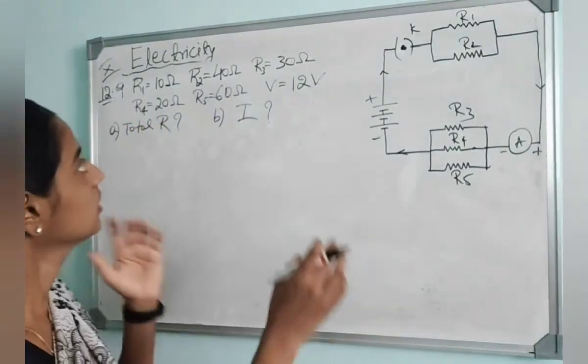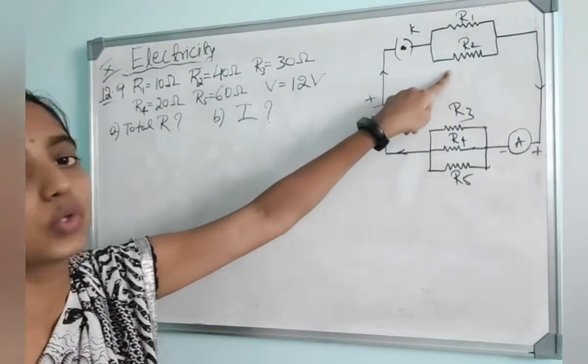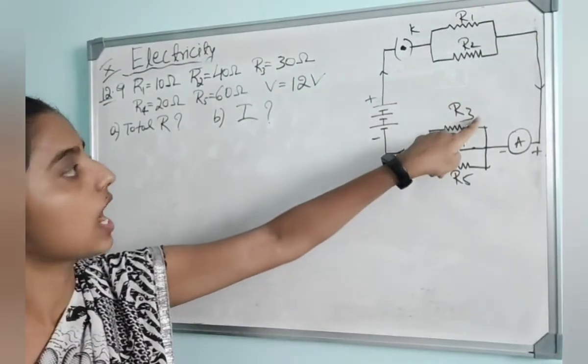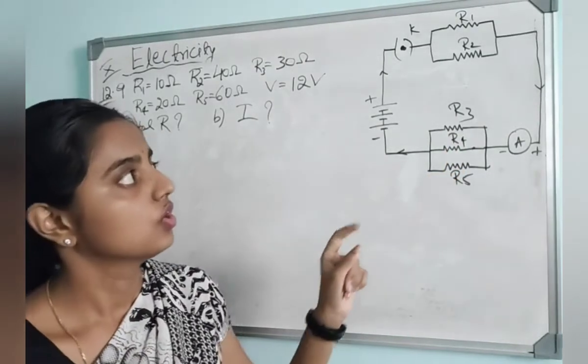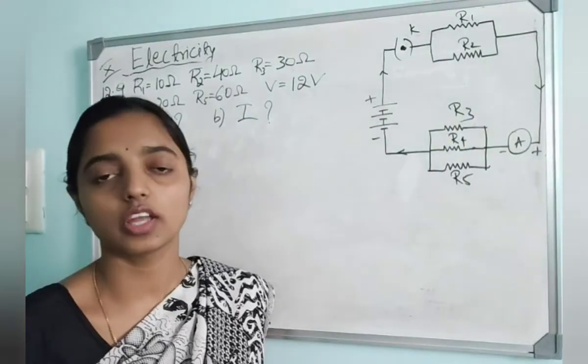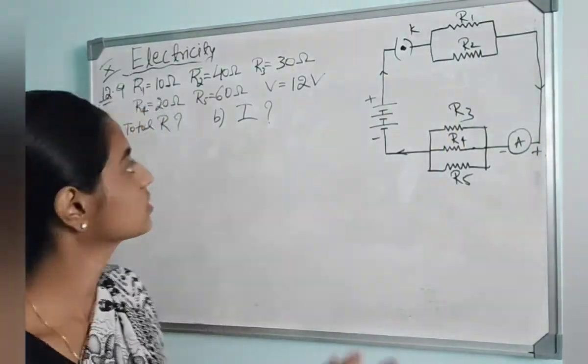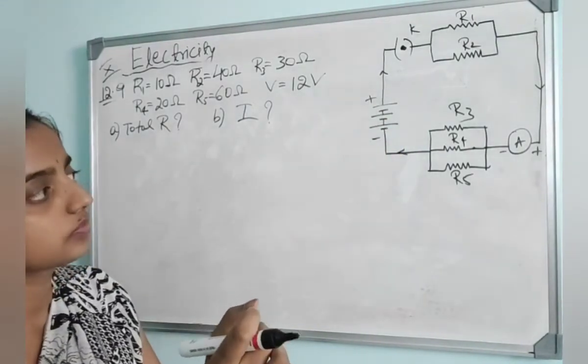So the first thing, they are given R1 as 10 ohm, and here we have R2 as 40 ohm, this R3 as 30, and here 20 and 60 ohm. So based on the question you need to write here which are the values for each and every resistor. Along with that, the battery is 12 volt.